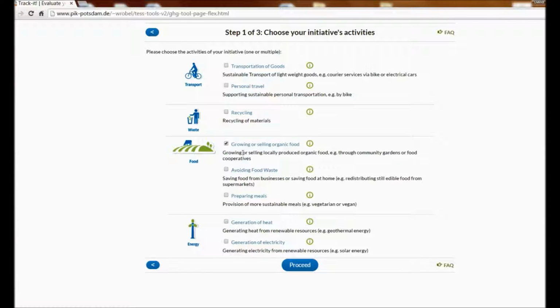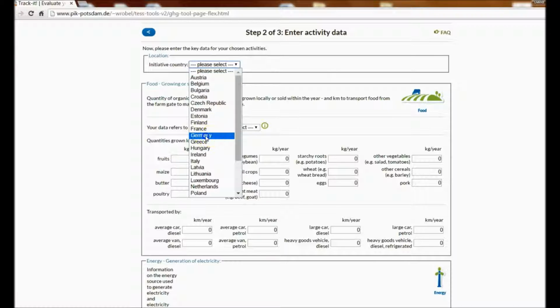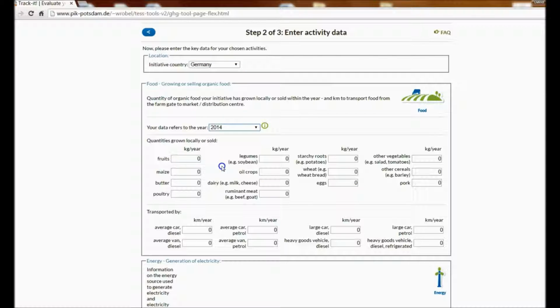Let's assume our imaginary CBI is growing organic food for the local community, and we also have some solar panels through which we feed electricity into the grid. So we're ready to proceed after selecting both activities, and we get to step number 2, which is providing the entry activity data. We suppose our initiative is in Germany. For the year 2014 we have our data, and we produced, okay, this is a simplified example, but we produced 200 kilograms of fruits and 3,000 kilograms of vegetables.